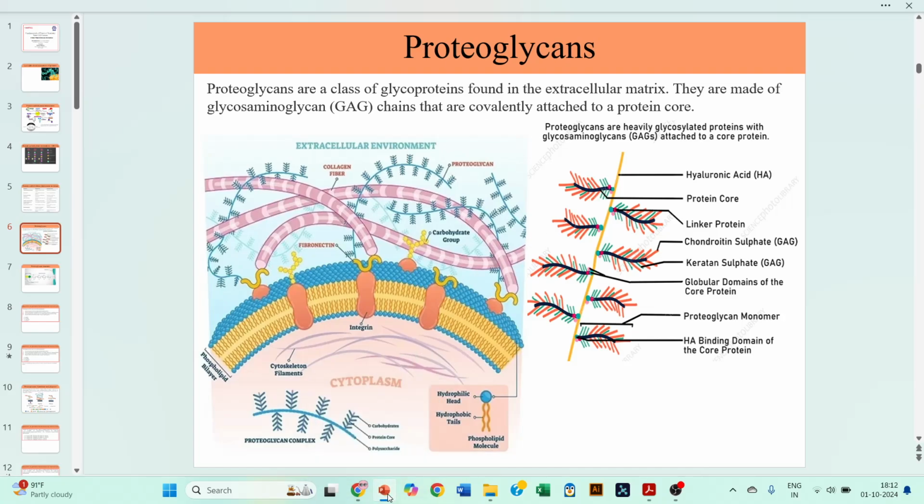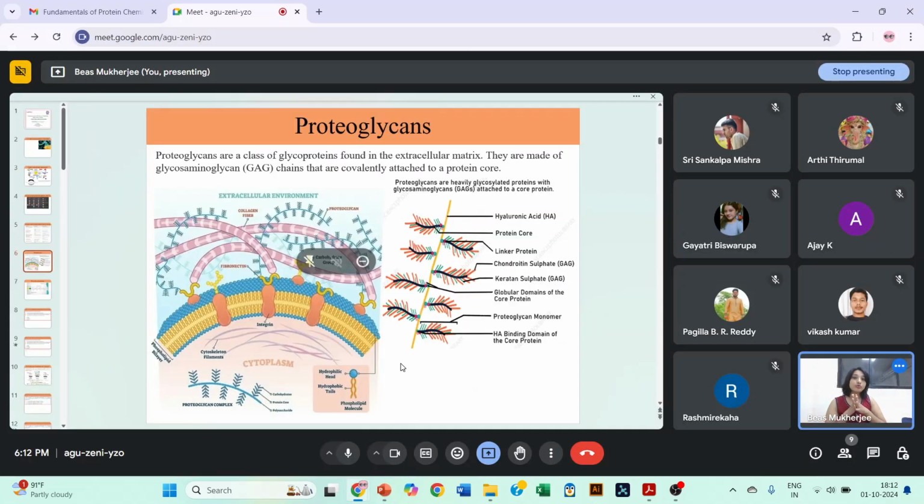So proteoglycans is a group of glycoproteins. Glycoproteins, as you know, are proteins that contain a carbohydrate moiety attached to them. So proteoglycans is a particular class of glycoproteins found in the extracellular matrix. It is also found in the intracellular matrix, but less abundant. They are made up of glycosaminoglycans, which is the basic unit, and these glycosaminoglycans are covalently attached to the protein core.